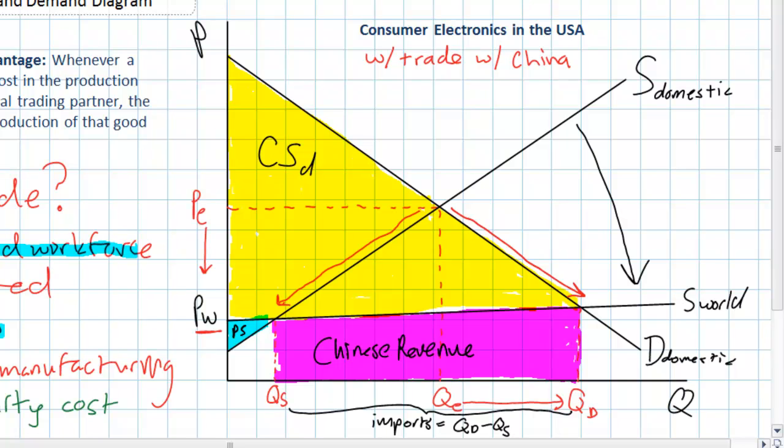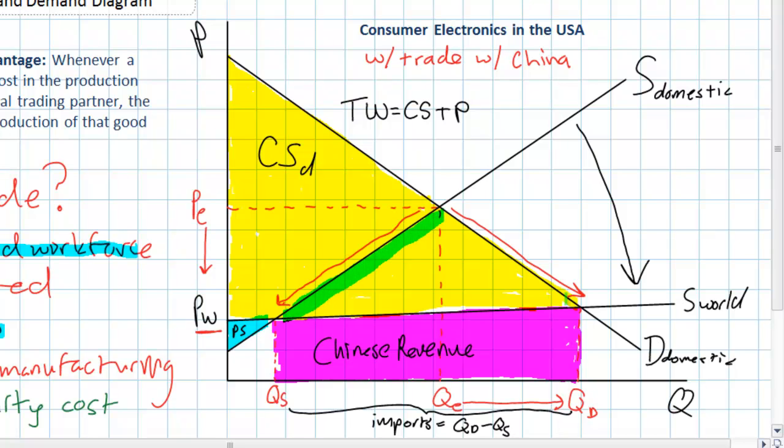But to conclude, we must evaluate the impact of free trade with China on total welfare in the United States. Total welfare, as has been explained earlier in the course, equals the sum of consumer surplus and producer surplus in any given market. In the U.S. market for consumer electronics, we can see that there has been a net increase in consumer and producer surplus of the area that I am now shading in green.